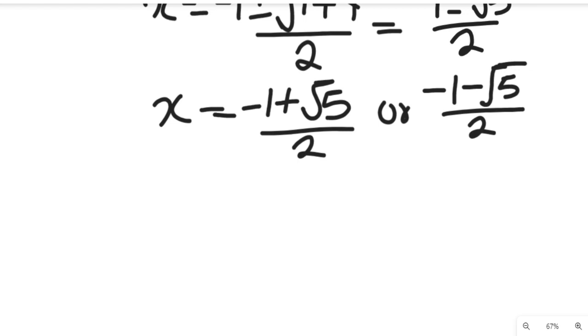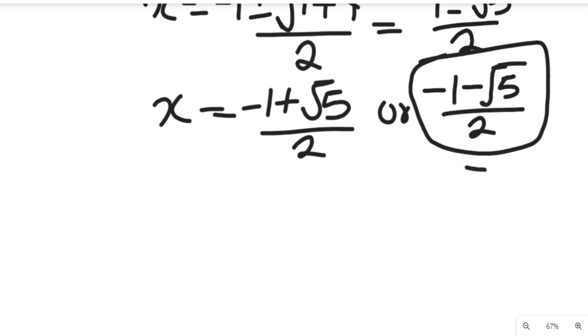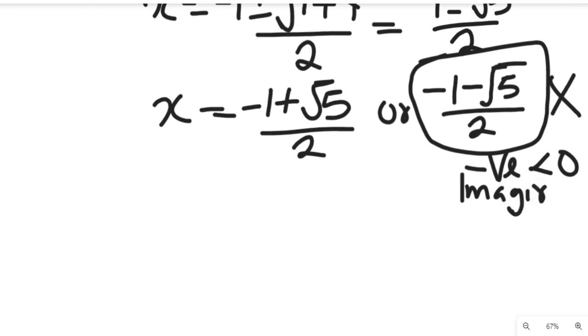Now consider this equation. If we consider this equation, we will see that root of 5 is greater than 1. So our solution here will give us a negative solution, which is definitely going to be less than 0. And since it is less than 0, we will consider this as being neglected because it's going to give us an imaginary result, and that imaginary result is not a real solution. So we are going to consider this solution.